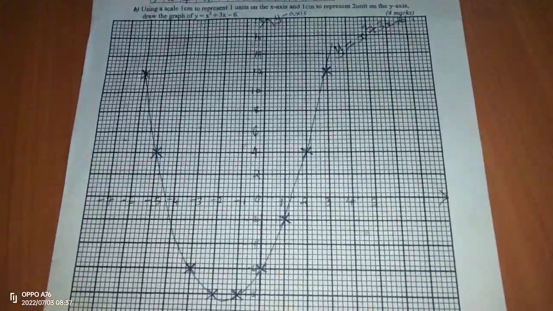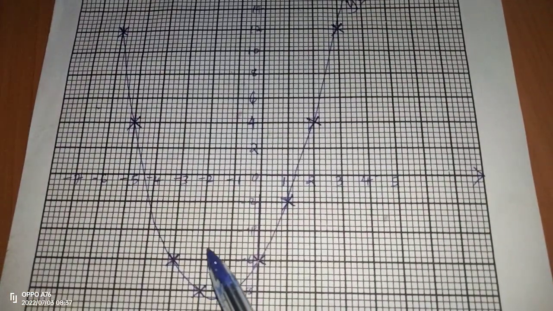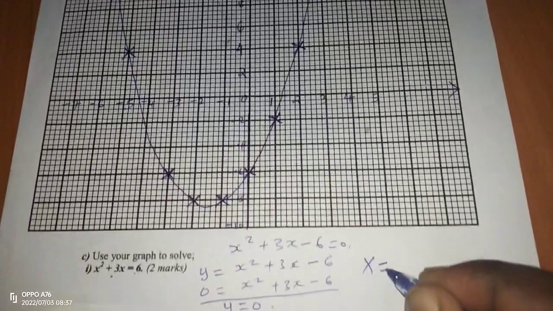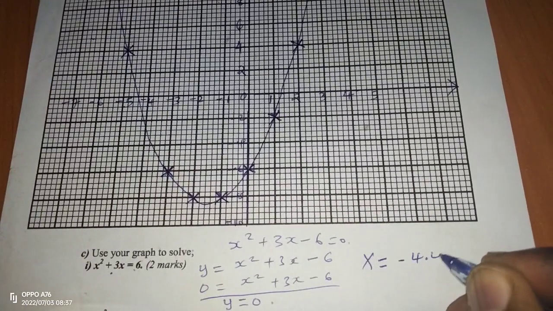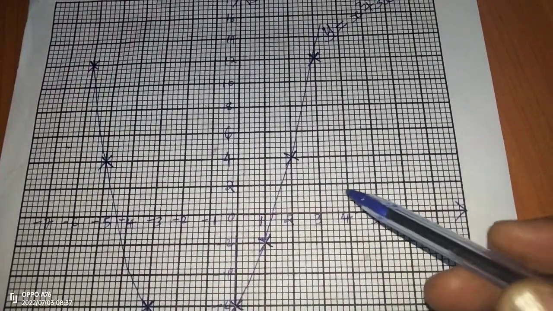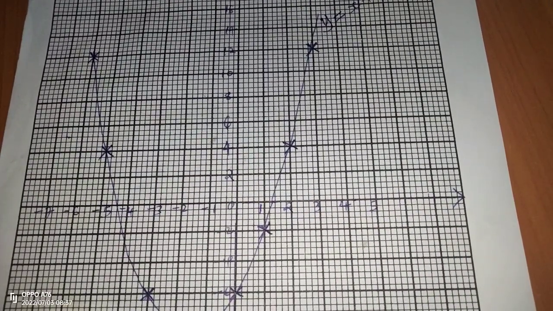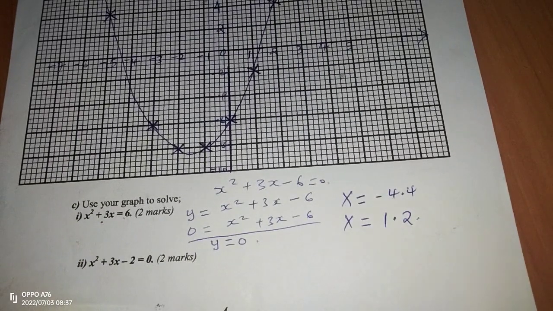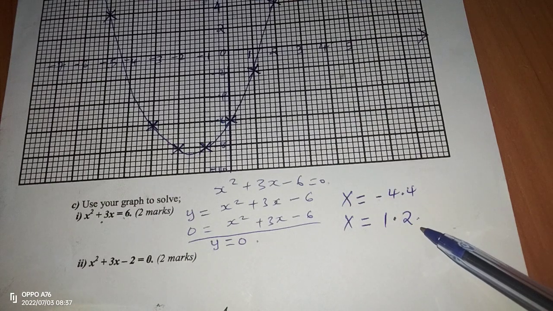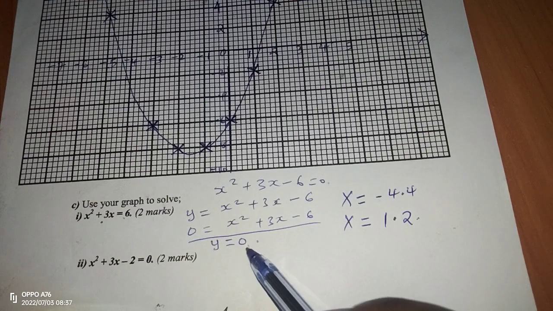Therefore, when we consider this graph now, we can realize that the x-axis is cutting the curve at -4.4. So the values of x are negative 4.4, and x again is equal to positive 1.2. Therefore, the two values of x are negative 4.4 and 1.2, because these are the points of x where y equals 0 cuts the curve.